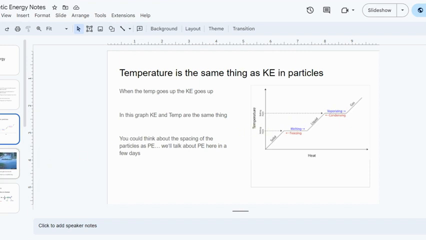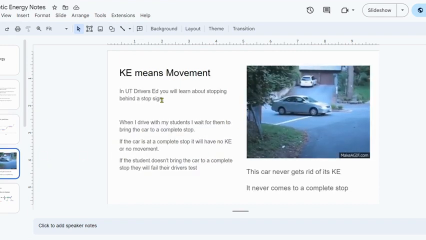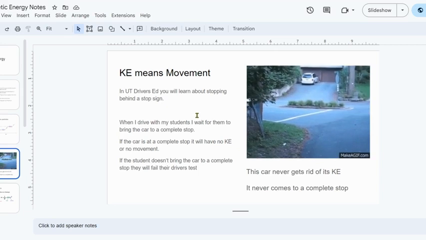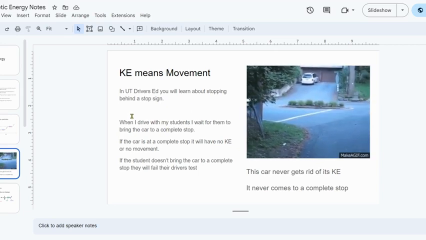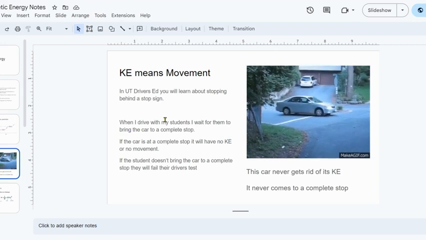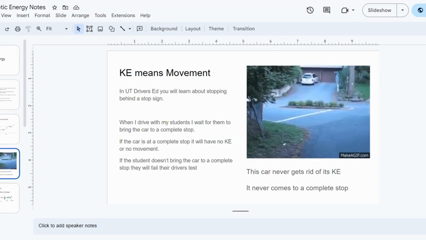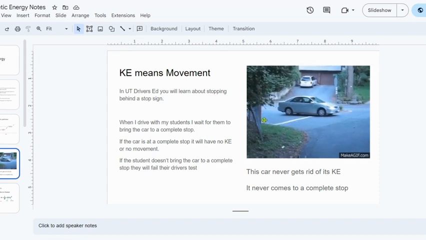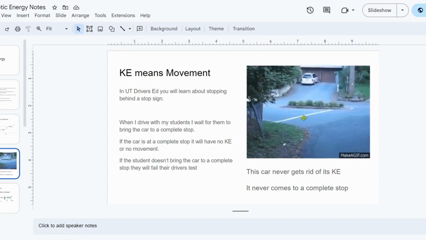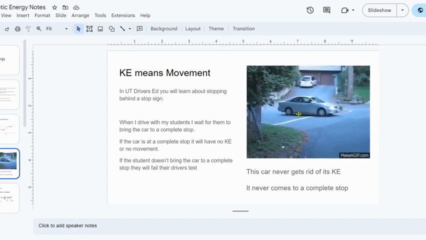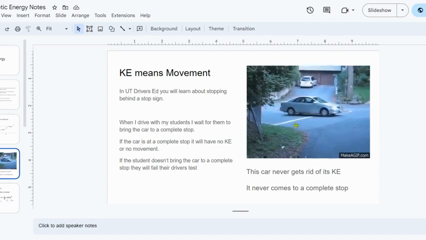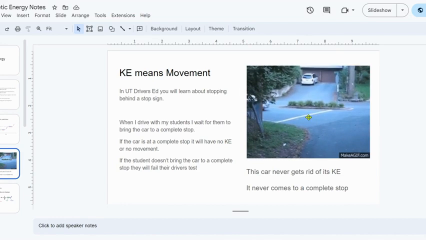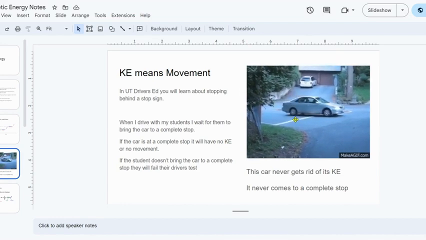So what is kinetic energy, you ask? Kinetic energy means movement. I've told you guys that I teach driver's ed. In driver's ed, you learn about stopping behind a sign. I tell my driver's ed kids that I need the car to come to a complete stop. We can't just kind of roll. The reason why this person would fail their driver's test is they get a rolling stop. If they do that 3 times, it's an automatic fail.